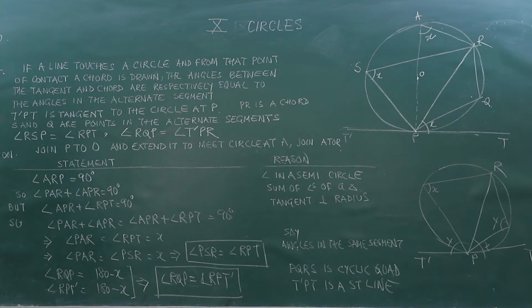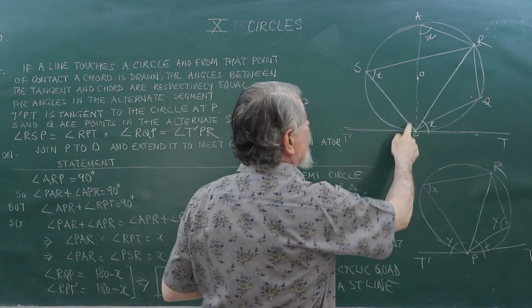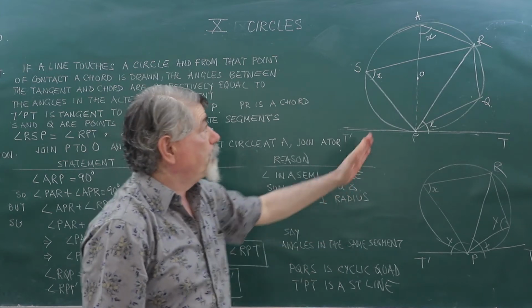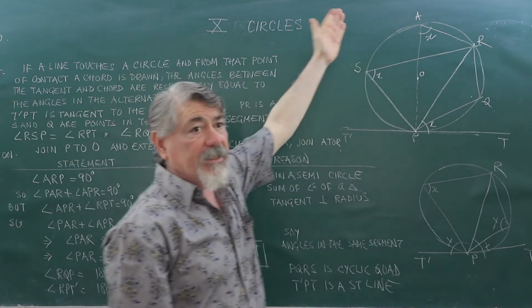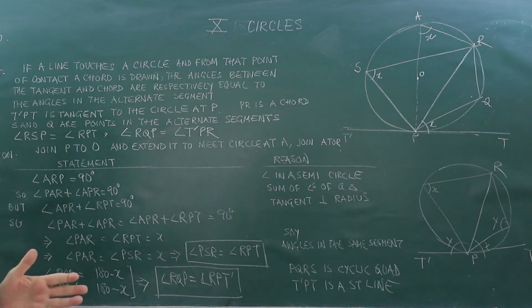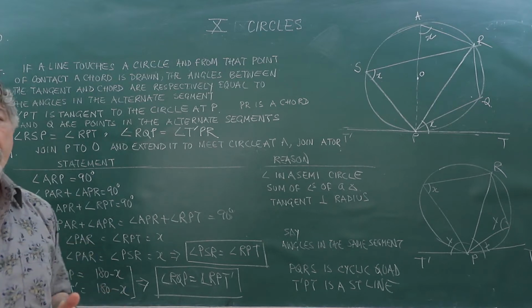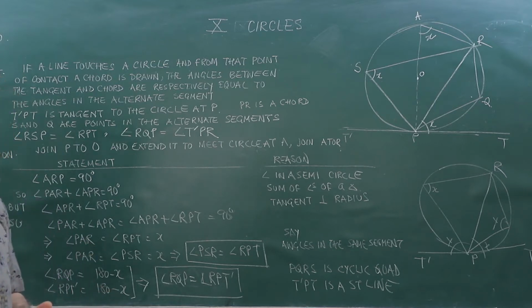Now let us see what we are going to do. We are saying angle PRA or ARP is 90 degrees. Why? Because it is an angle in a semicircle. Why is it a semicircle? Because PA is a diameter, because we have joined P to O and extended it to point A. So POA becomes the diameter. Diameter divides the circle into two equal halves, and each half is called a semicircle. And we have read the property that angle in a semicircle is always a right angle. So angle ARP will be 90 degrees.